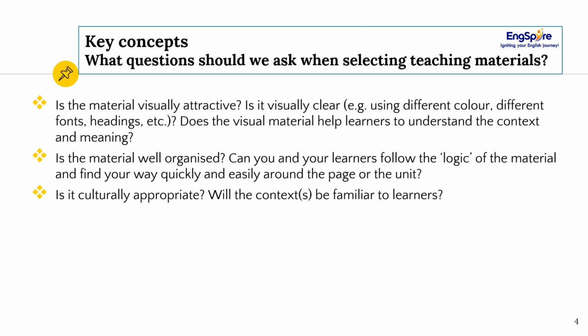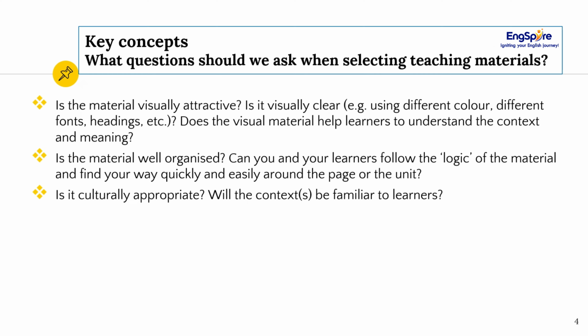Next, we should ask, is it culturally appropriate and familiar enough for your learners? For example, imagine a coursebook unit about Western-style dating, that is, going out for dinner, going to the cinema together, or talking openly about boyfriends and girlfriends. For learners in Myanmar, this topic could be quite sensitive, since dating and romantic relationships are often considered a private or delicate subject and not something that is openly discussed, especially in a classroom setting.